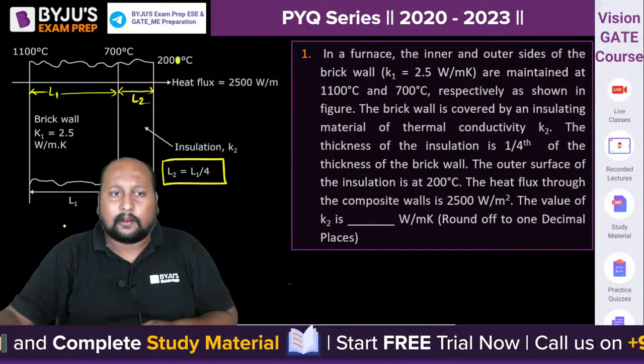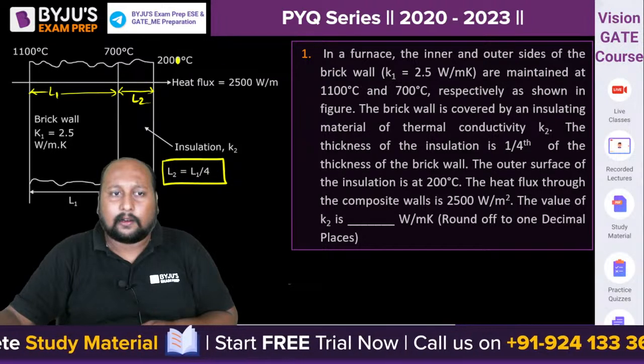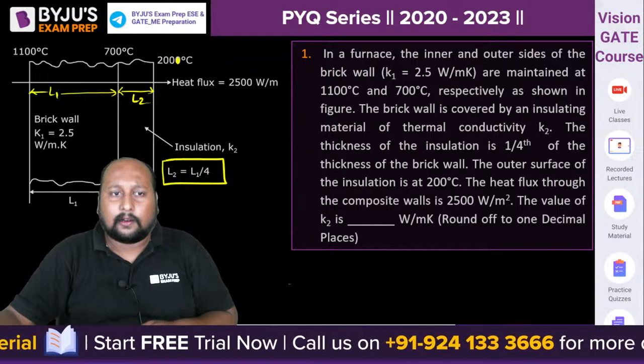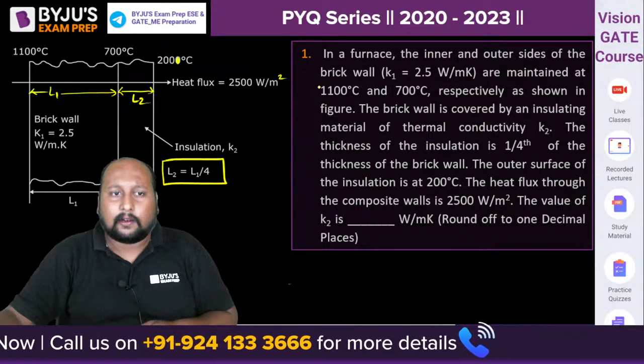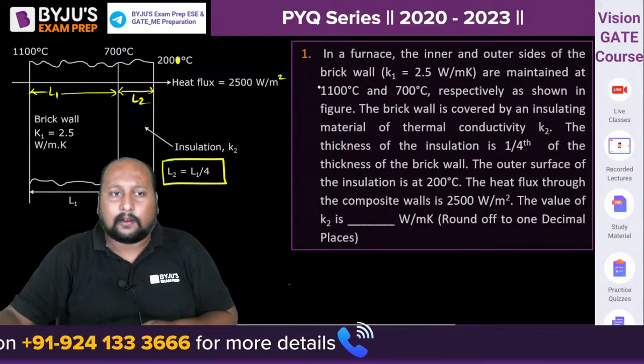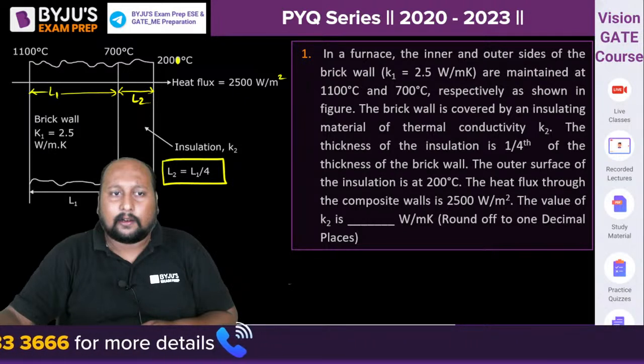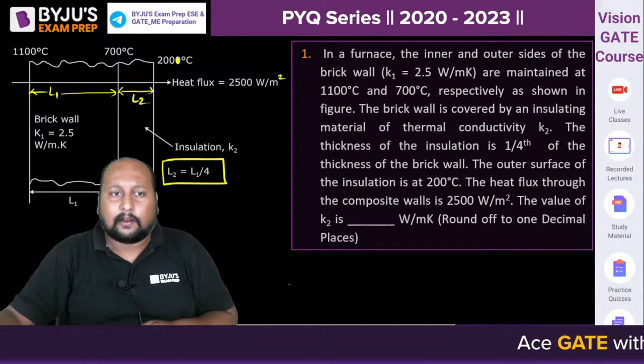Quickly solve it. Open up your calculators and quickly tell me the correct answer. This is watt per meter square. Heat flux is given, right? So you can easily calculate. Let us see. This is the first question from the topic of conduction. We will be solving some topic wise conduction.